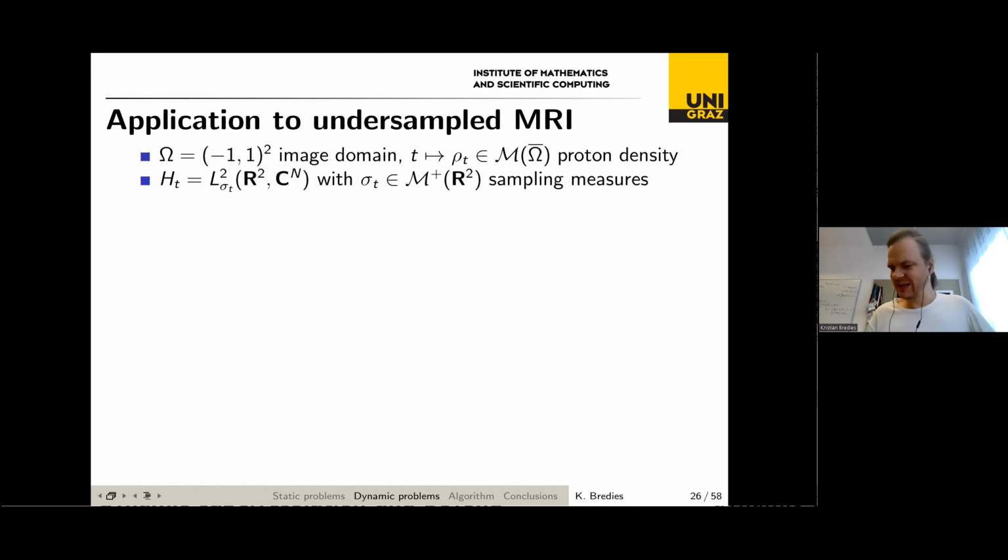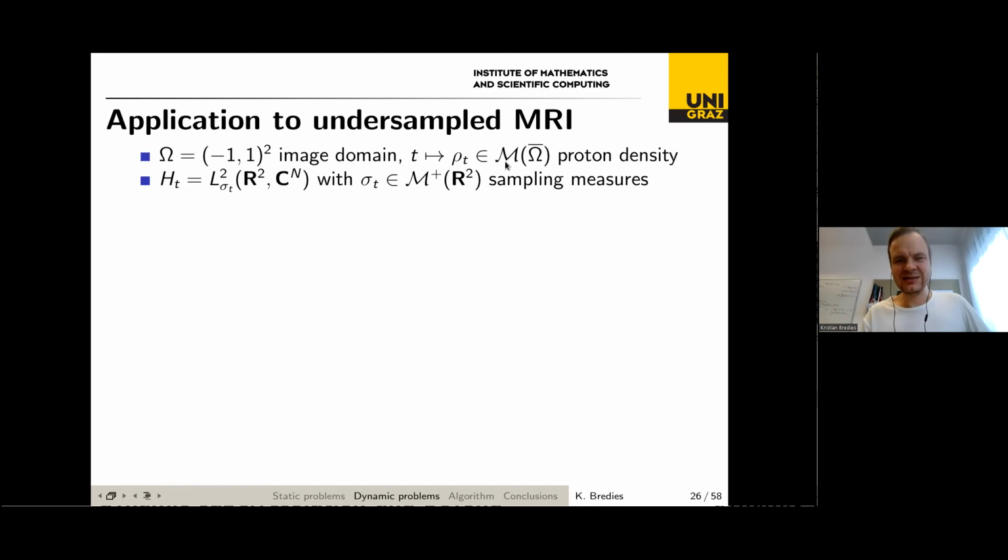Okay, and you can apply this actually to undersampled MRI, which is magnetic resonance imaging with a few measurements, not as many as you need. And this is, as you can see, a generalization of the dynamic super resolution in some sense. So just let's fix the domain. I mean, you can also take another one.